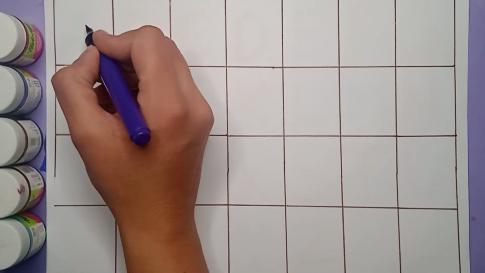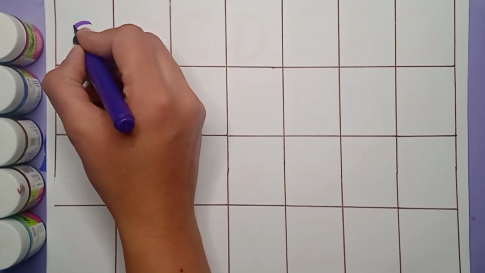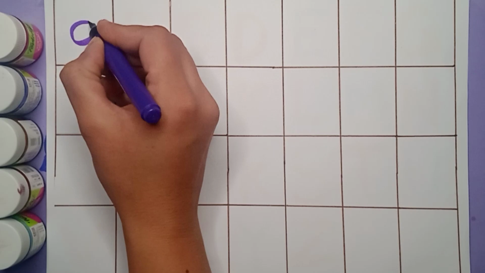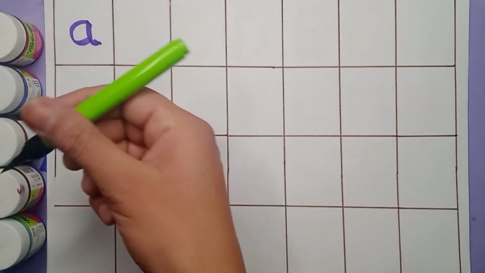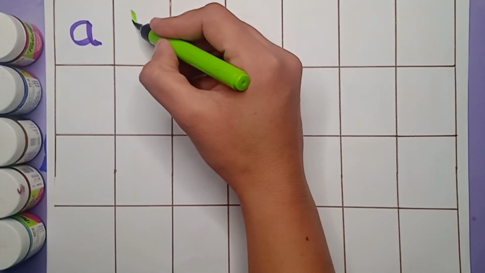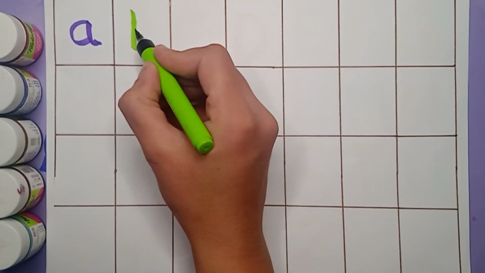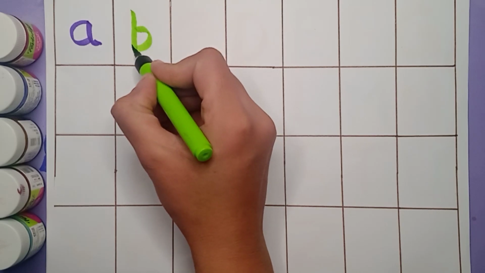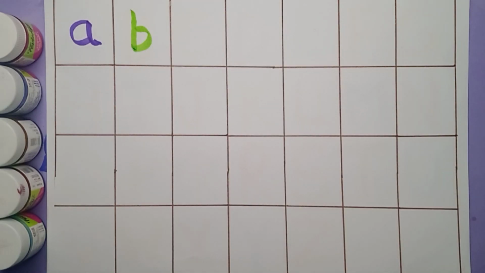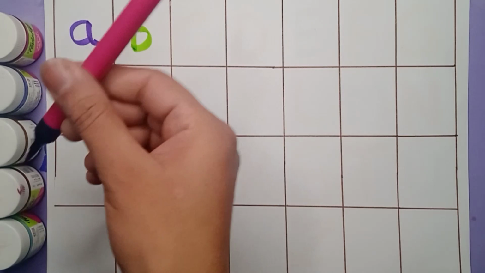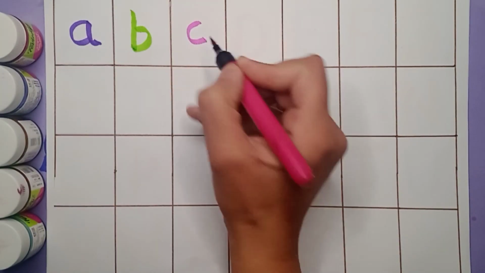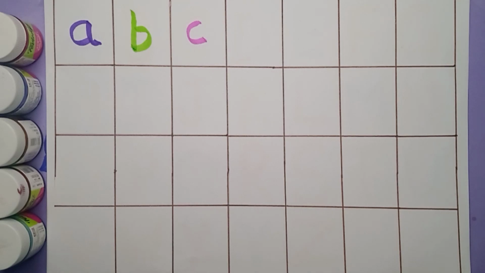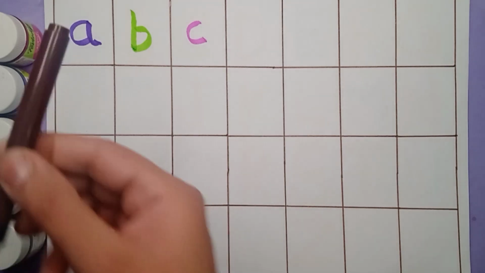It's violet color. First make a C like this and a standing line and a little bit of curve here like this. It's A for apple. This one is a green color. First make a standing line and reverse C. It's B for bat. Next letter is C. It's purple color. C for cat.